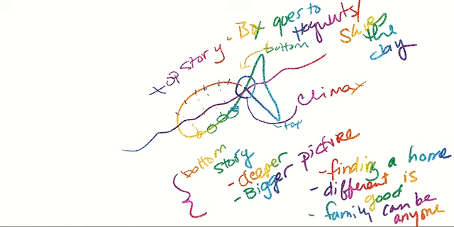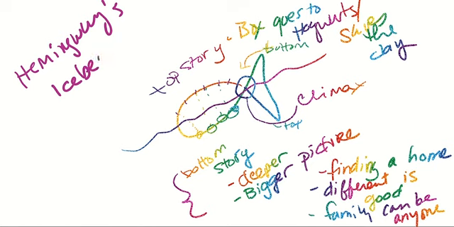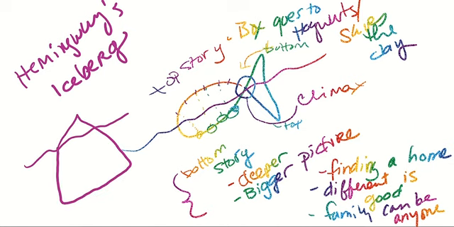This model is very similar to another device that analyzes plot, which is Hemingway's iceberg. Hemingway's iceberg is a similar model, as I said, and when you draw it, you draw something like this, right? This is an iceberg. And what it's pointing to is that there's very little on the surface. There's very little of an iceberg on the surface, most of that iceberg is below the surface, as in this model.